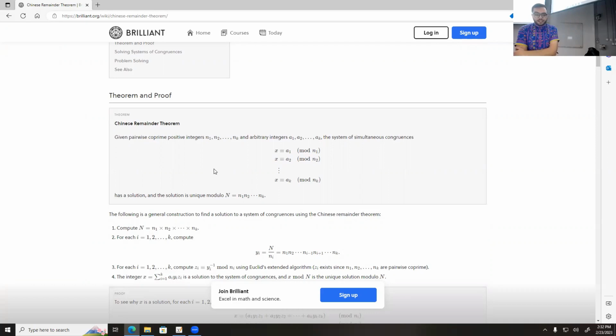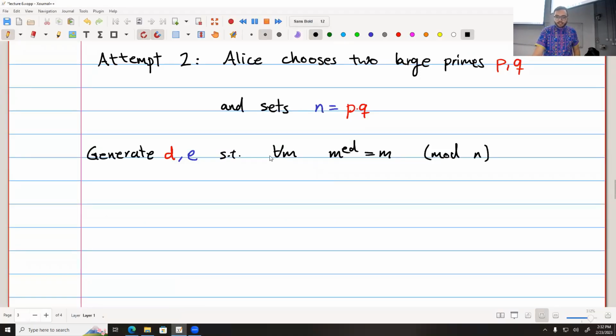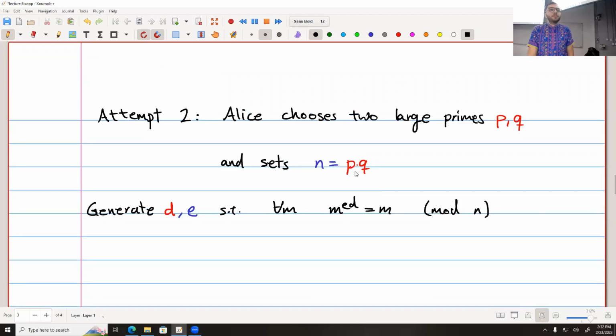So basically, I'm going to use only a very specific part of this Chinese remainder theorem. And it's this: if m to the power of ED is equal to m modulo n, what does this mean? This means that if I divide this side by n, and if I divide this side also by n, they have the same remainders. Now, n is p times q. So if they have the same remainders when divided by n, they have to have the same remainders when divided by p and when divided by q. Right?